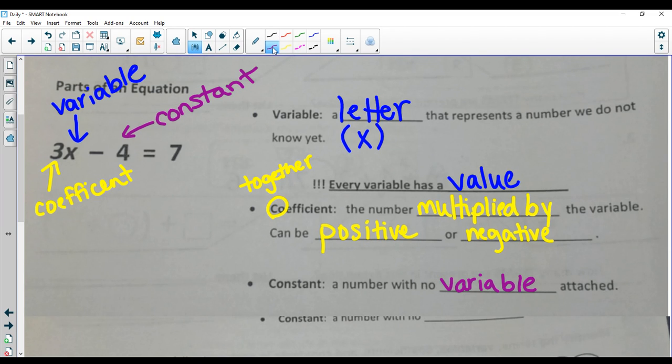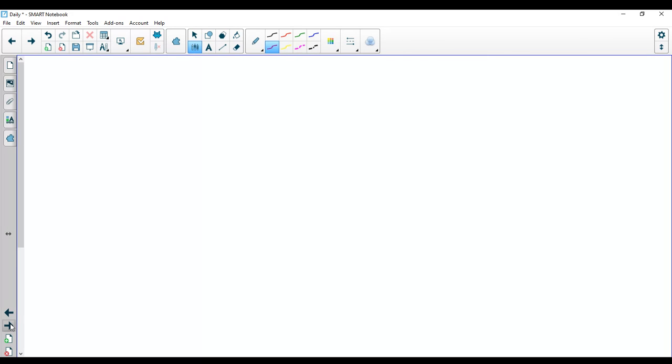So if I had you identify the different parts, do you think you could do it, using your notes and things? Alright, so if I had the problem 4x minus 2 equals 10, which one is the variable? The x is the variable. Which one's the coefficient? The 4. And which one's the constant? The 2. Any letter? Yeah, you can use any letter.